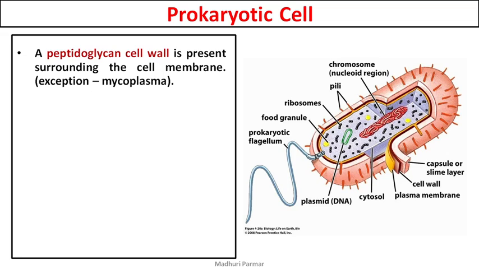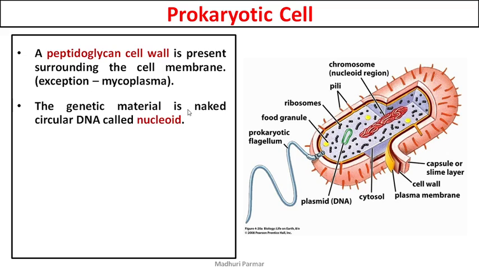Now see the term here, peptido. Peptido means it has a few amino acids or peptide bonds present inside. So the cell wall is made up of peptidoglycan, and it surrounds the cell membrane. The innermost membrane, the yellow colored one shown here, is the plasma membrane or the cell membrane. Both the things mean the same. Exception is mycoplasma or PPLO. Mycoplasma do not have a cell wall.